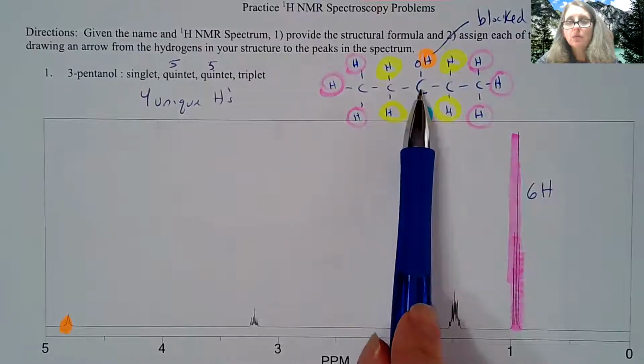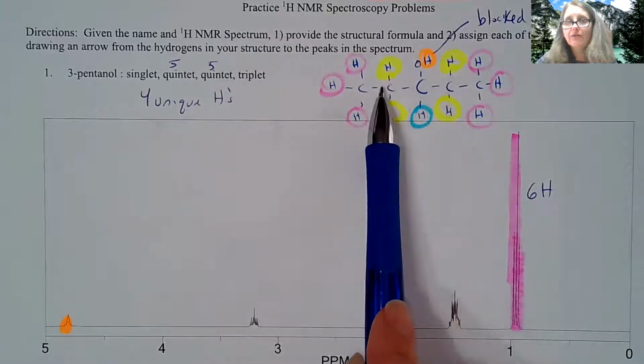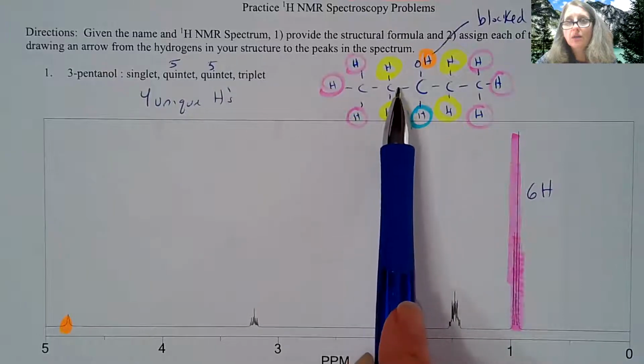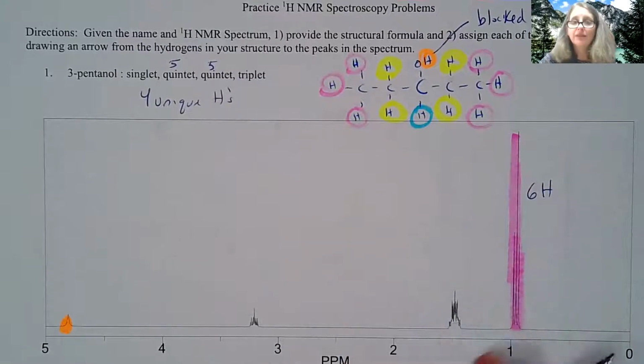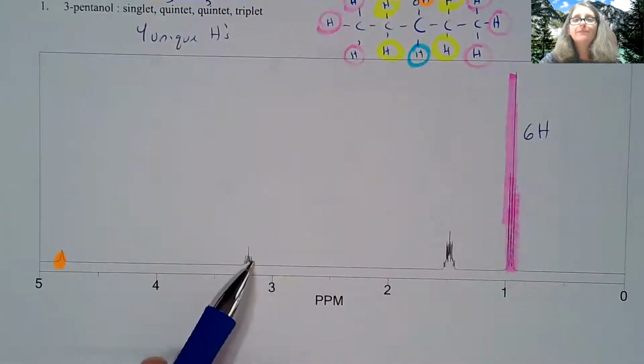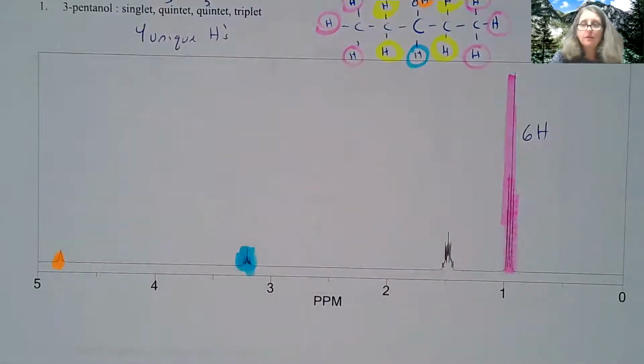Who are the neighbors? Well, again, you're not talking about the carbon it is on. You're talking about the left and the right. So this carbon has 2, this carbon has 2, so that's 4 plus 1 is 5. So is that a quintet? Yes, it is. So that has to be that hydrogen, that quintet.